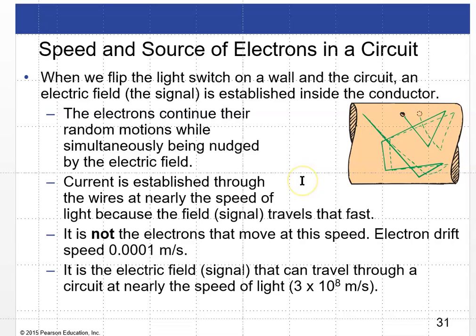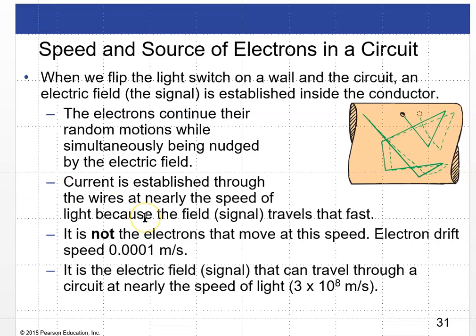When we flip on the light switch on the wall, in the circuit, an electric field, which is called the signal, is established inside the conductor. The electrons are moving around in there. Even when there isn't a signal on there, they're moving because of random thermal motions. But when you put an electric field across the two ends of the conductor, that causes the electrons to continuously move, but instead of just going randomly, now they're kind of floating along in a direction.